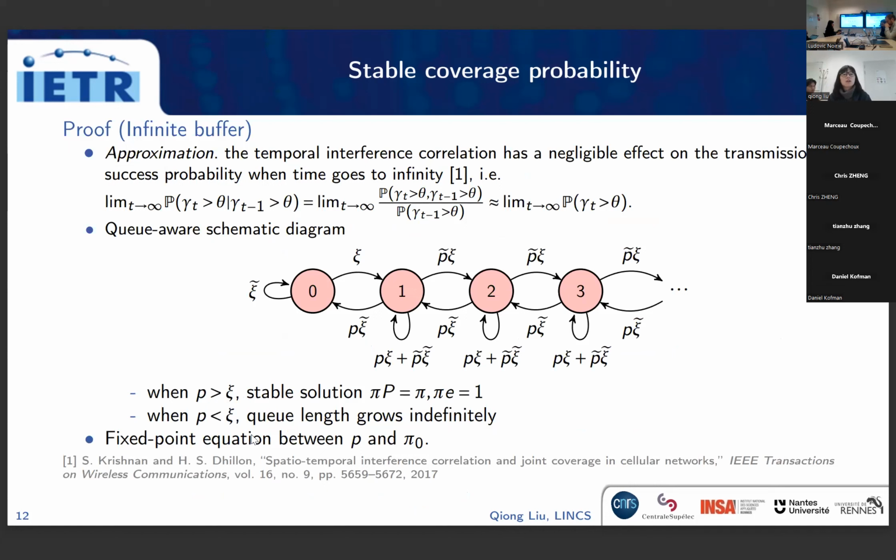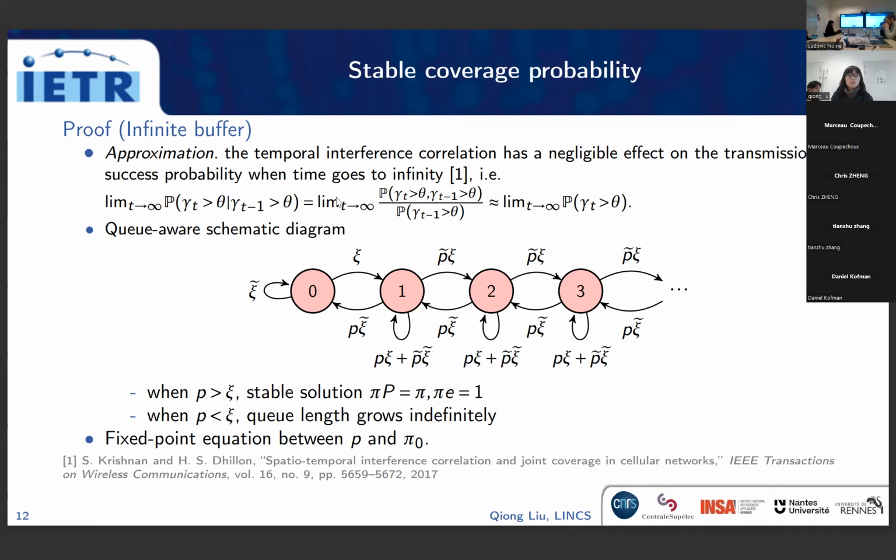So I will explain a bit for the first scenario with the infinite buffer. Let's see how to calculate the stable coverage probability. First, we use the approximation that the temporal interference correlation will have a negligible effect on the transmission success probability when time goes to infinity. So it is this expression.